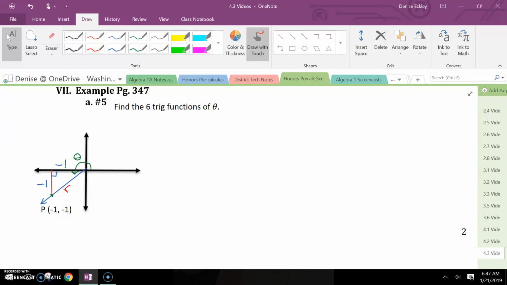Page 347, number 5, asks us to find the 6 trig functions of theta. So we're given a theta, and the picture is given in the book of theta drawn in standard form. We're going to use the definition of trigonometric functions of any angle, and we're going to follow the steps that were outlined in this section.